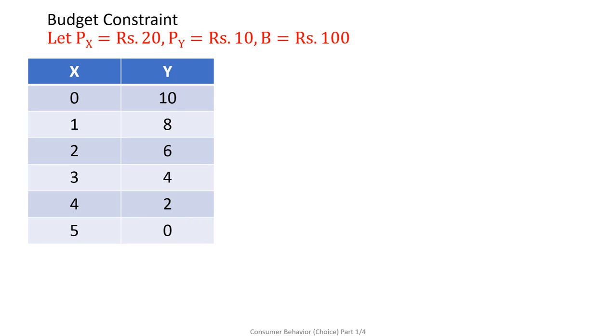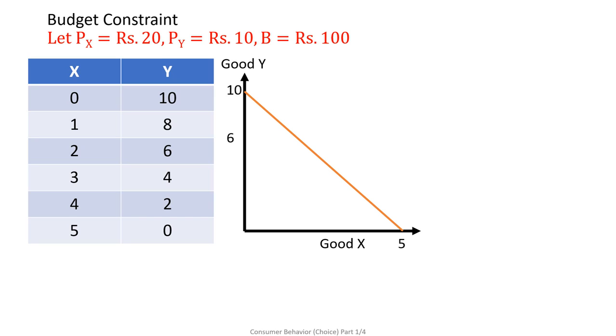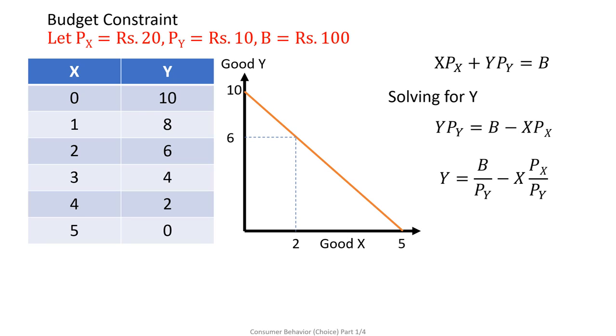Similarly, if the consumer purchases 2 units of good X, he or she can purchase 6 units of good Y. If 3 units of good X, then 4 units of good Y, and if 5 units of good X, then he has no income left to be spent on good Y. Representing this on a graph, we have the budget line. This line represents what maximum quantities of goods X and Y a consumer can purchase.